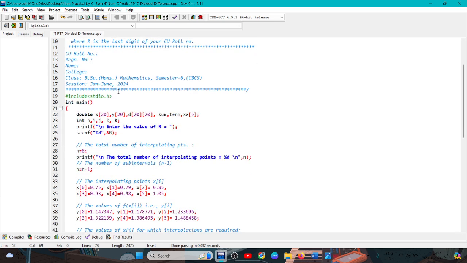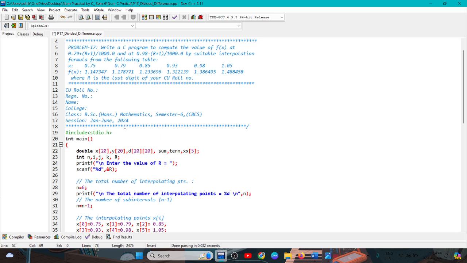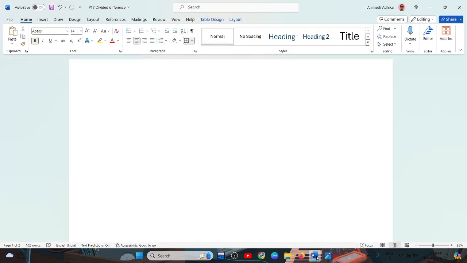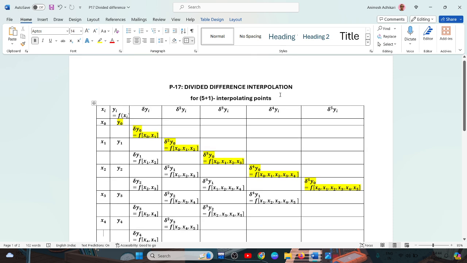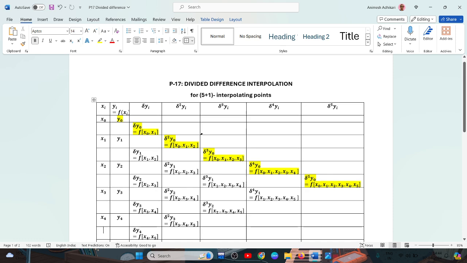What is the method? Actually, what is the divided difference method? First we discuss the preliminary discussion about the divided difference method, and then come to the C programming next. This is the divided difference interpolation table.